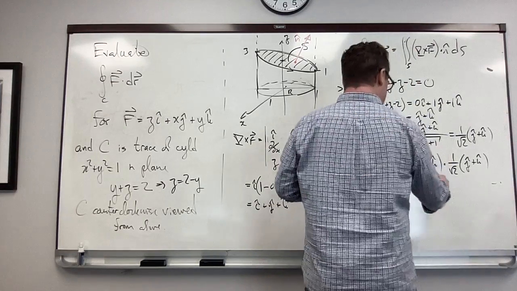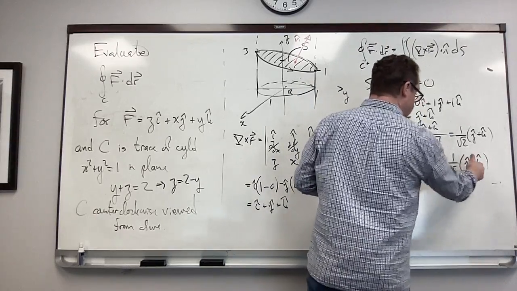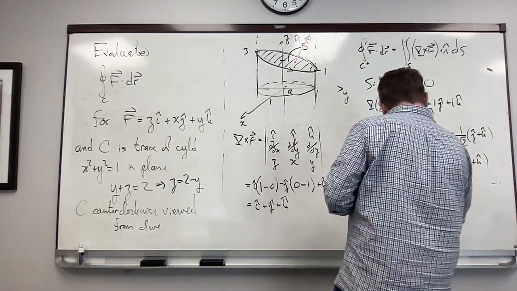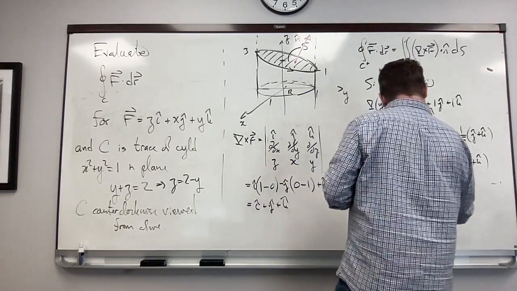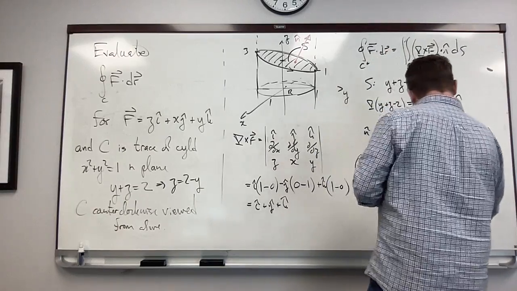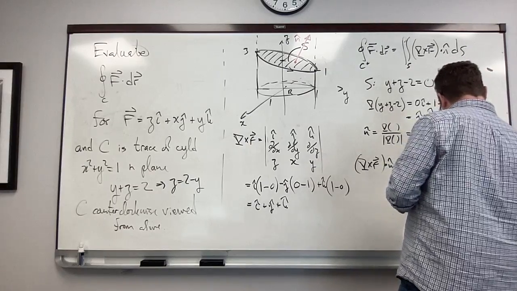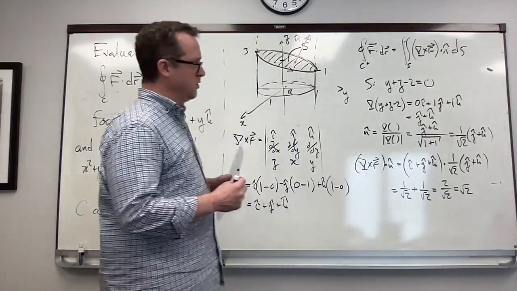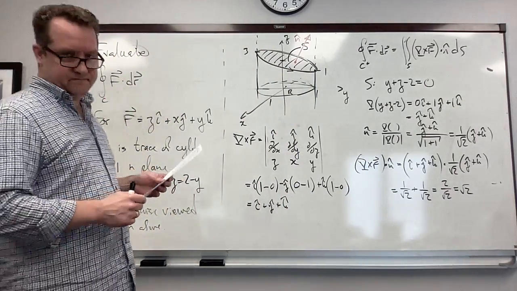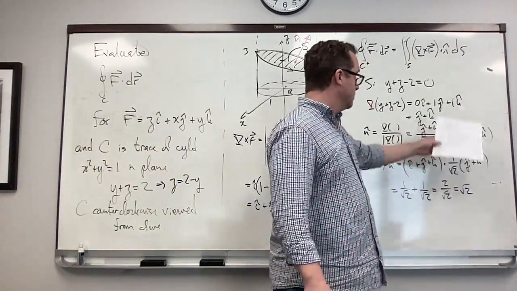Okay, so that becomes the dot product. So you take the x components times each other. There's no x component here, so that's 0. And then you have 1 over square root 2, 1 times 1, plus 1 over square root 2, 1 times 1. So that's square root 2. That's the dot product of the curl of f and the normal vector n. Okay, so what we're really doing then is doing a surface integral of square root 2 times dS.